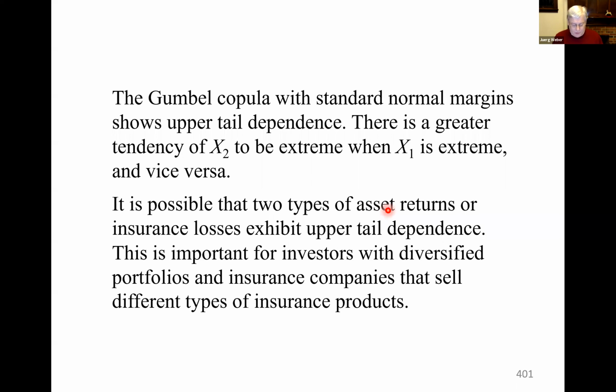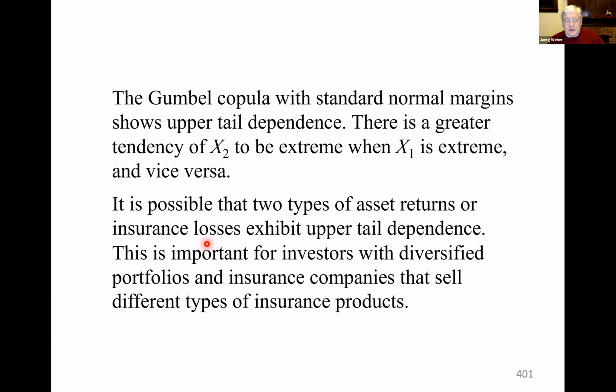So if you look at two shares in the same industry, maybe in the mining industry, they produce maybe iron ore. So if one company does well, probably the other company also does well, because the iron price is high, and this affects both companies. So this upper tail dependence actually may be quite important for shares, particularly if those shares are of companies in the same industry.